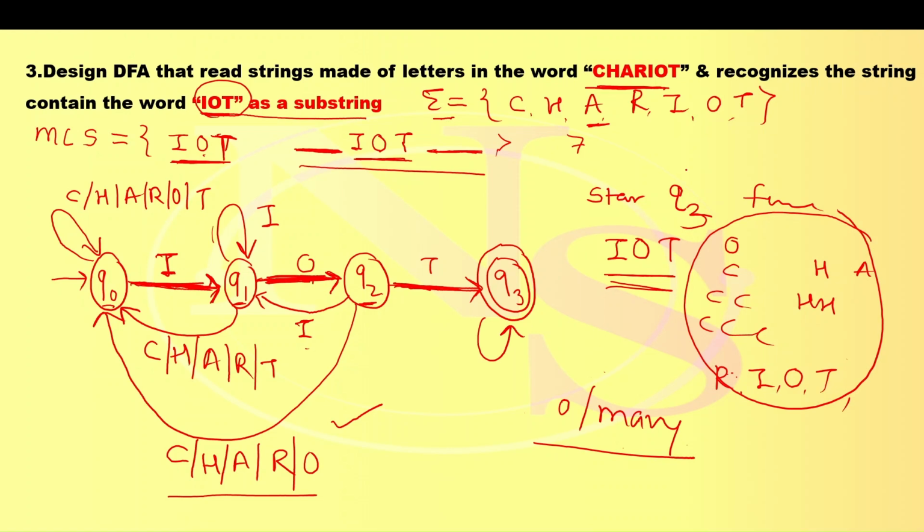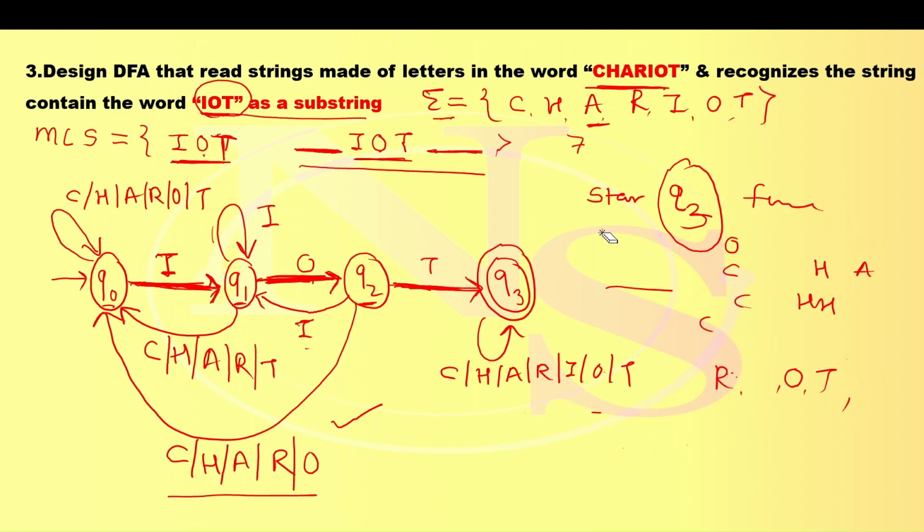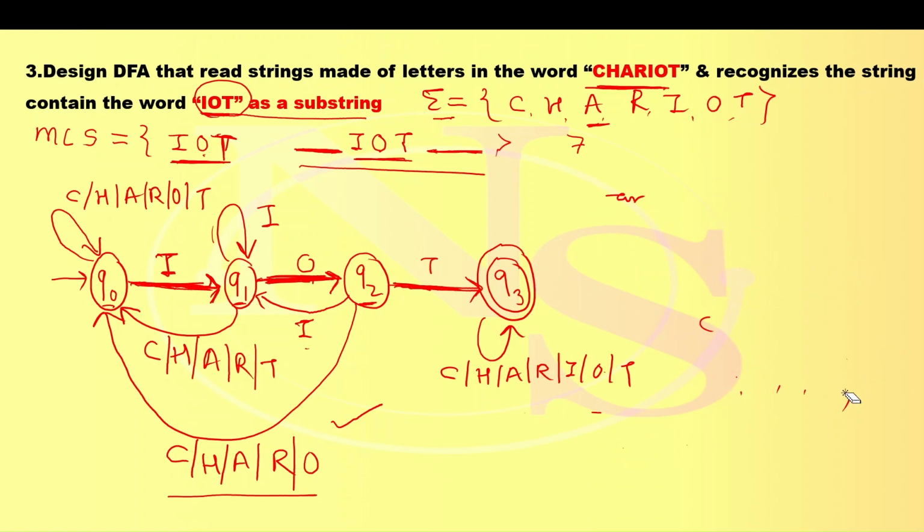I am giving a self loop at state Q3 for all symbols: C, H, A, R, I, O and then T. And this becomes your final answer. Here all states are deterministic, hence this automaton is a deterministic finite automaton that accepts all the strings which contain IOT as a substring. That is the main condition, and it is satisfied in this DFA.